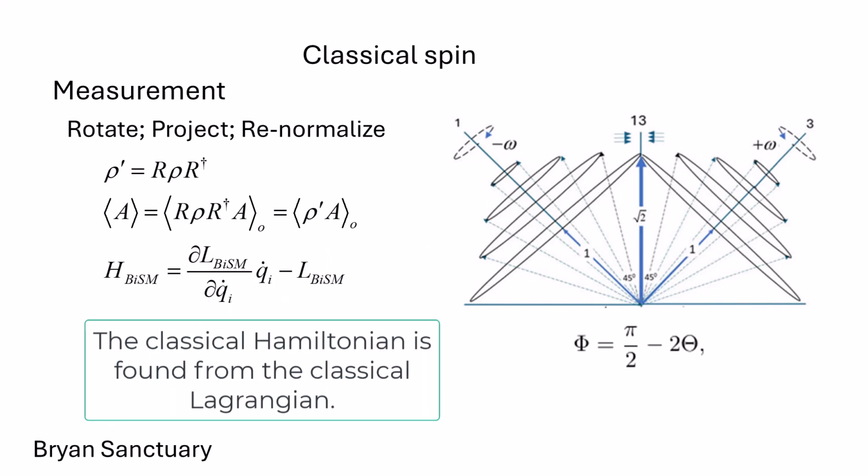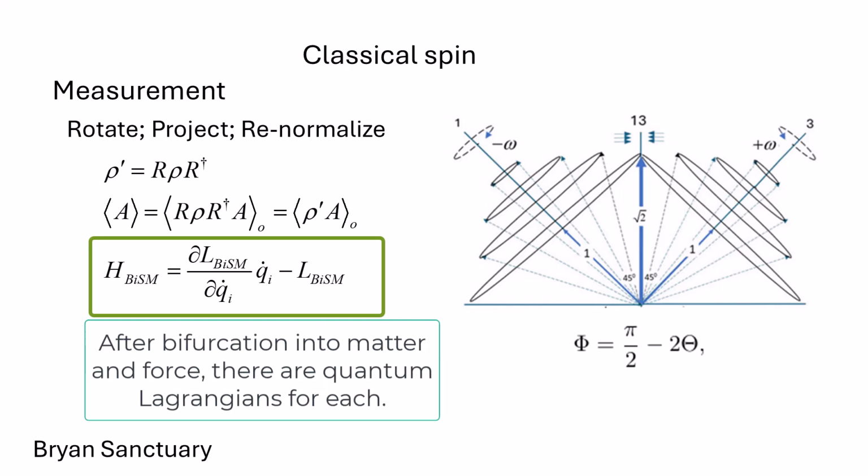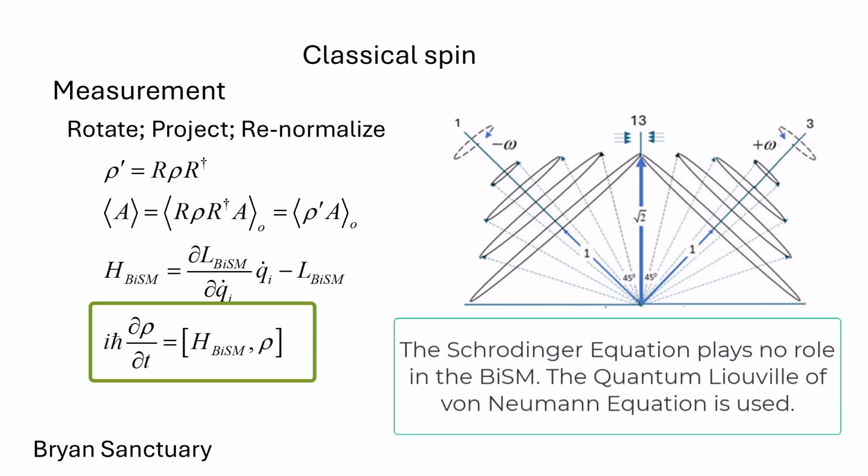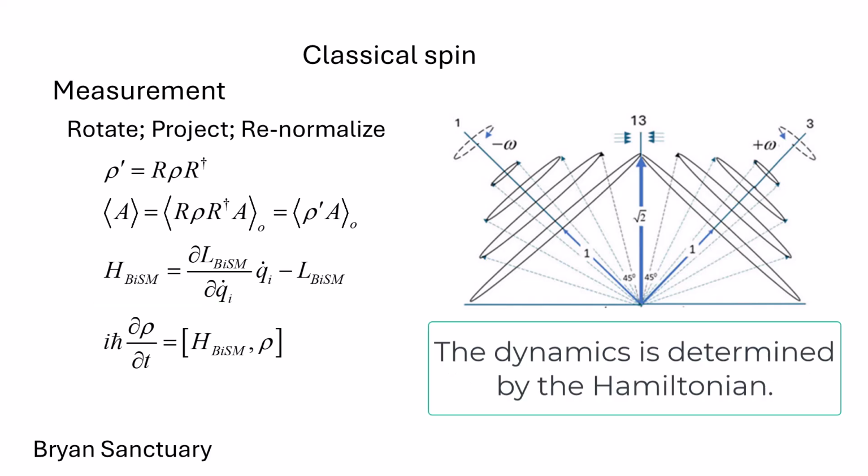Now, for dynamics, we define the classical Hamiltonian, where the classical Lagrangian describes the rotational energy and structure of the bivector boson. I discussed the Lagrangian elsewhere, but after bifurcation into the quantum domain of mass and energy, quantum Lagrangians for each are constructed, leading to quantum Hamiltonians. The evolution of the state operator is governed by the quantum Liouville equation or the von Neumann equation. This equation in the bivector model describes how the classical bivector state operator evolves due to the Hamiltonian dynamics. The commutator reflects rotational or internal changes in the structure over time.